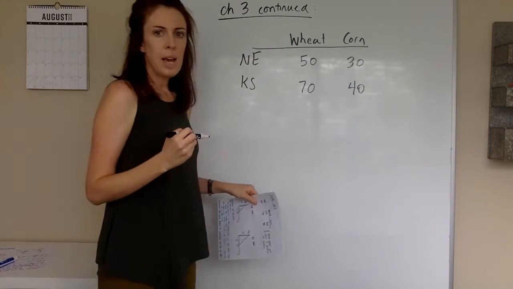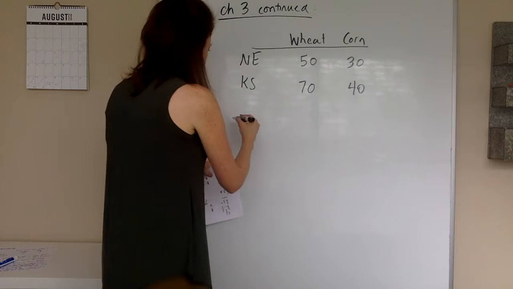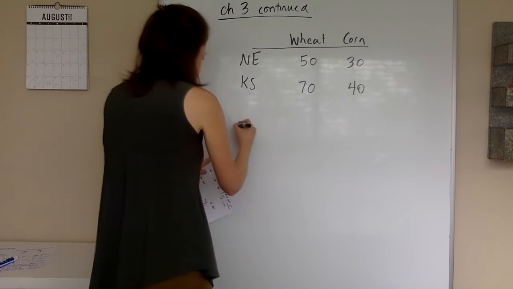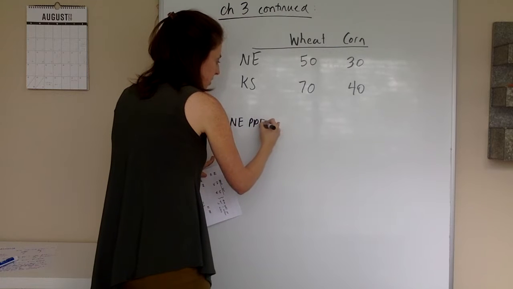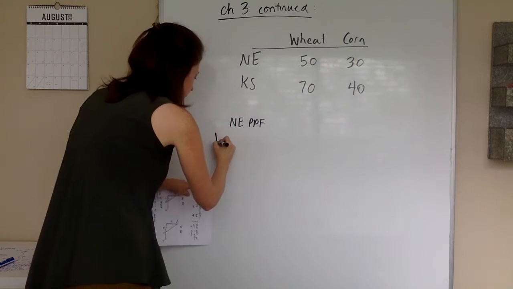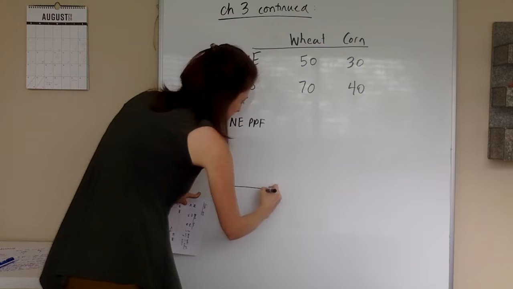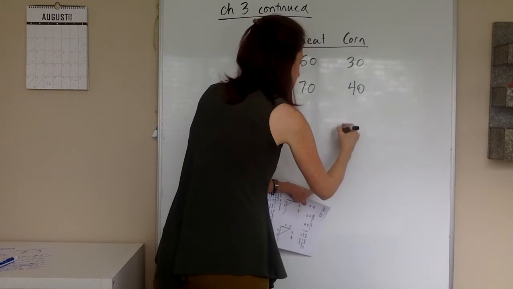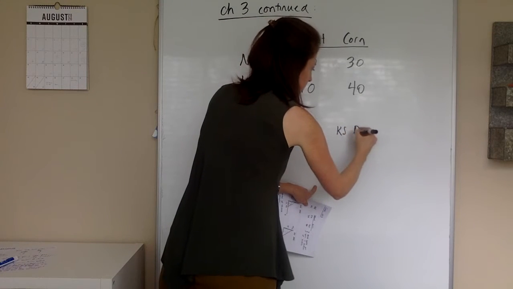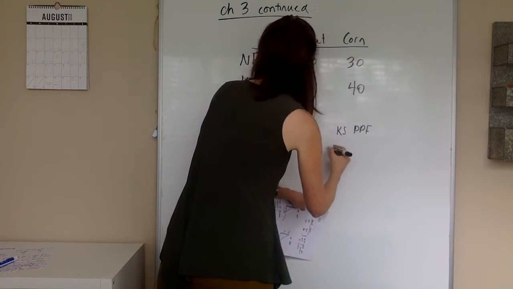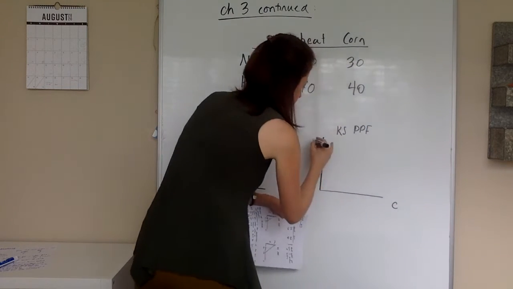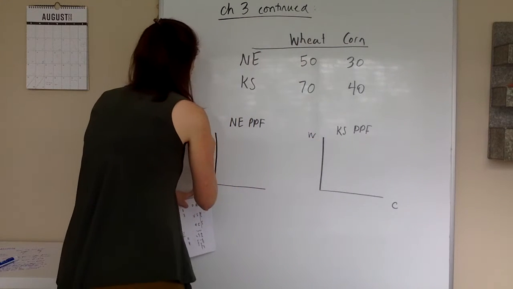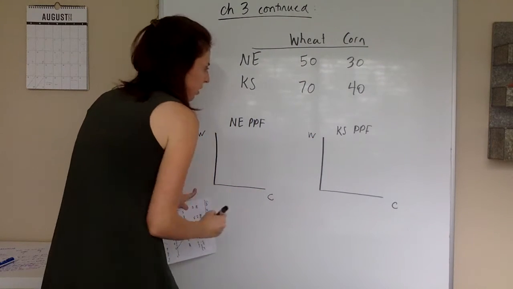And what we also had was PPFs. I'm going to recreate these for you real quick. Again, PPFs are production possibility frontiers, and they tell us the frontier of what is possible for each producer to produce. We're going to have the Kansas PPF along with the Nebraska PPF. C is going to stand for corn, W is going to stand for wheat. And I'm going to try to draw this to scale.